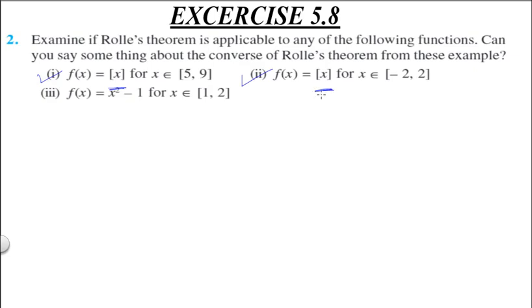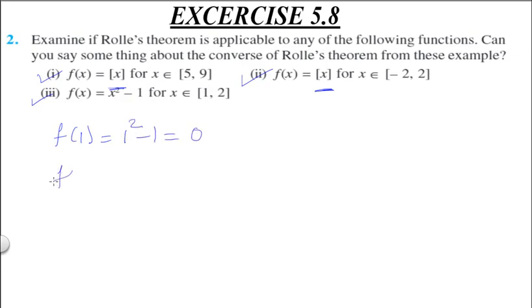All three conditions are not satisfied because it is neither a continuous nor a differentiable function. In the third one, you see it is a polynomial function, hence it will be continuous and differentiable. But let us check f of 1 here. It will be 1 square minus 1, that is 0.